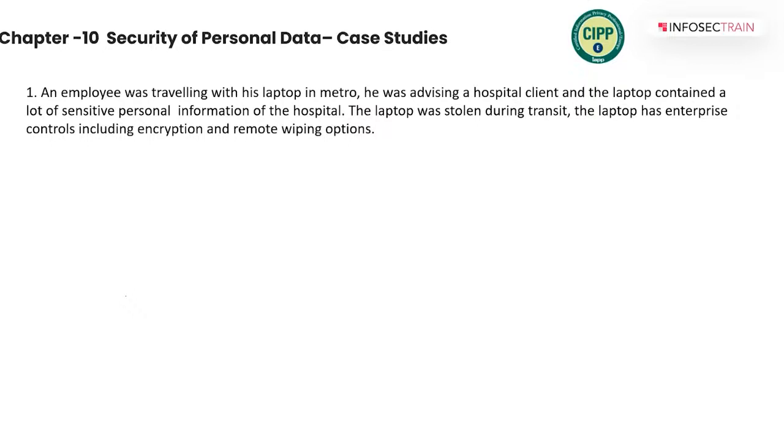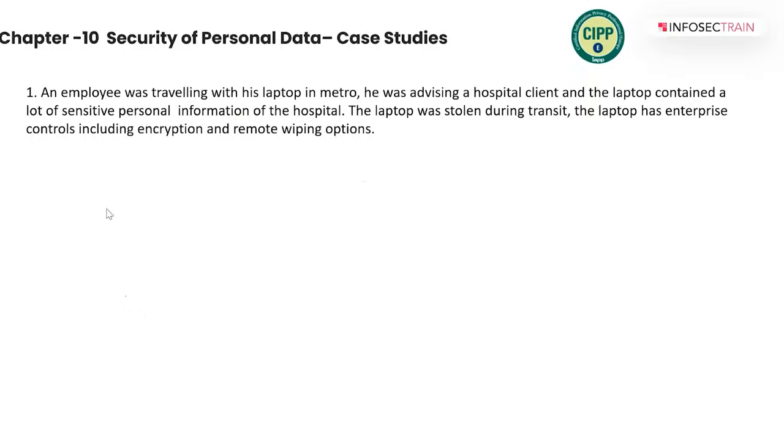An employee was traveling with his laptop in the metro. He was advising a hospital client, and the laptop contained a lot of sensitive personal information of the hospital. The laptop was stolen during transit, and the laptop has enterprise controls, including encryption and a remote wiping option. All right. So, what do you think in this particular scenario? Does the organization, the consulting organization, need to inform the hospital? Also, do they need to inform the supervisory authority?